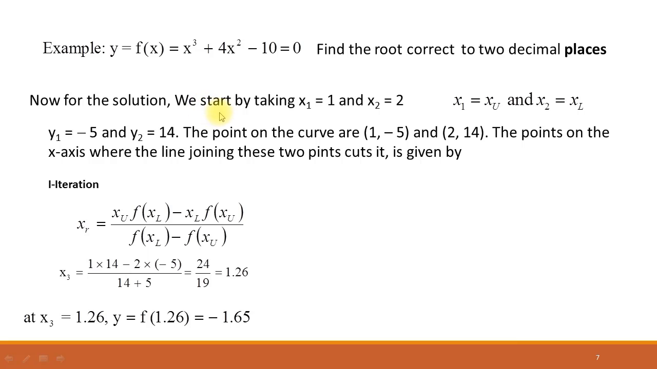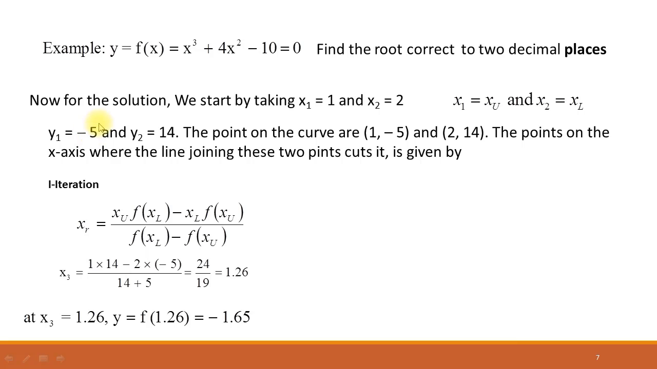So first of all, choose two values at which the function has opposite sign. Suppose for this non-linear equation we choose two starting values, x1 is equal to 1 and x2 is equal to 2. Suppose x1 represents xu and x2 represents xl. When we put x1 equal to 1 in the given equation, we get the y value equal to minus 5. So at x equal to 1 the function has a negative sign.